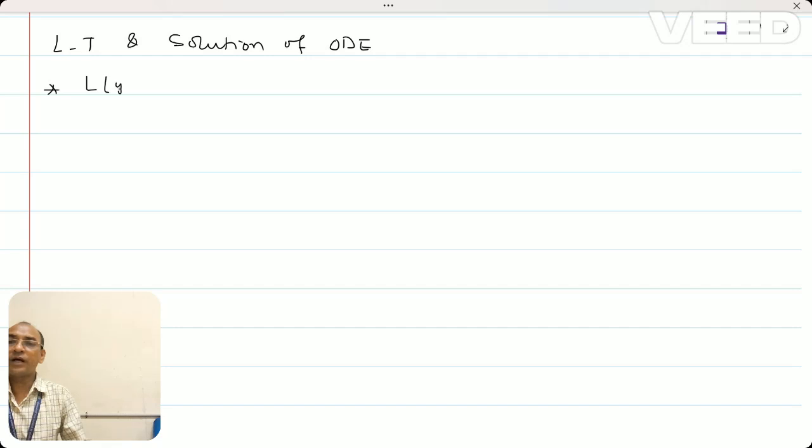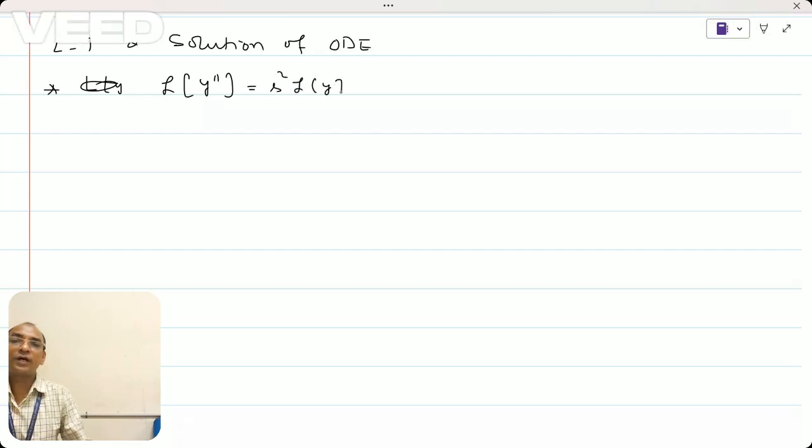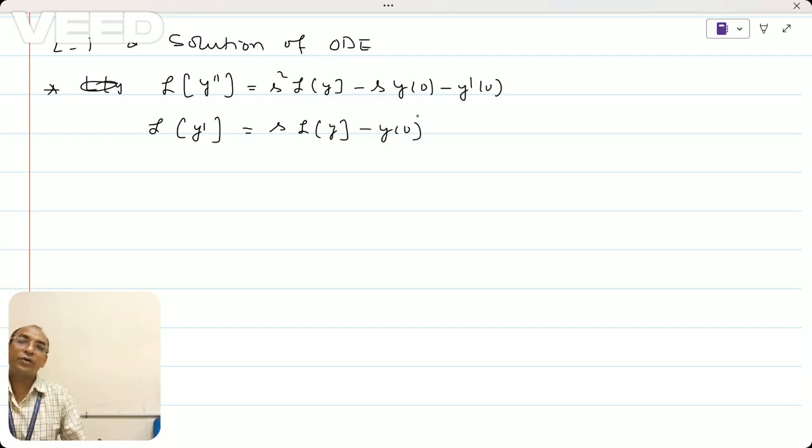If I find the Laplace transformation of the second derivative of y, then I will write it as s square into the Laplace transformation of y, minus s y of 0, minus y dash of 0. And the Laplace transformation of the first order derivative will be the Laplace transformation of y minus y of 0, where y of 0 and y dash of 0 will be given.